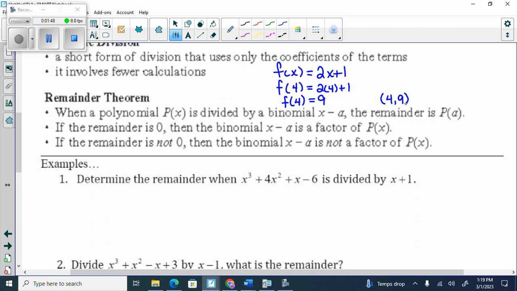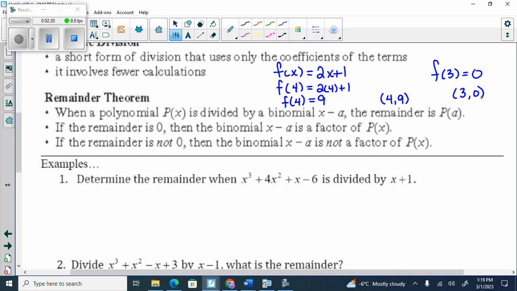What if I did this? What if I had this? F of 3 equals 0. What is that? 3, 0. What is so special about 3, 0? When your y's are 0, what is it? X-intercept. When your y's are 0, it's an x-intercept, right? Okay. That was grade 10.